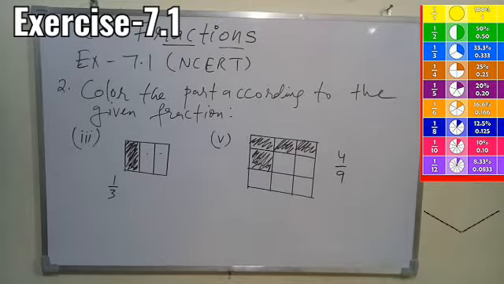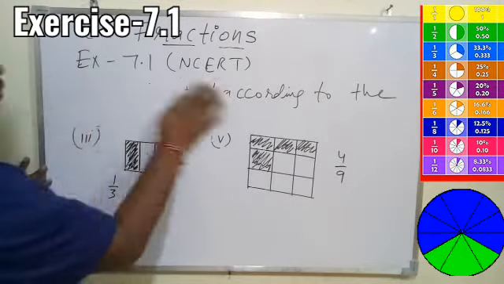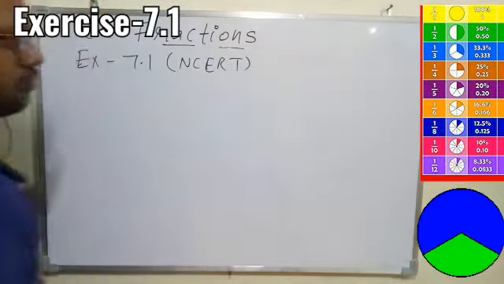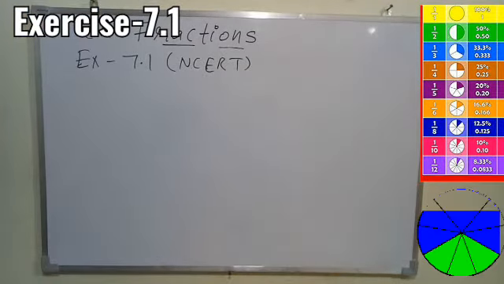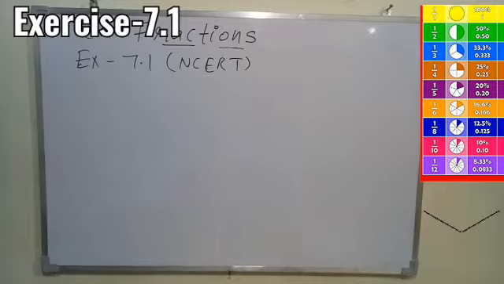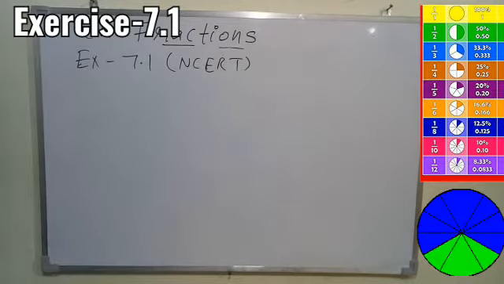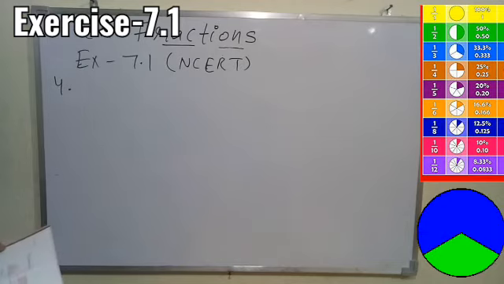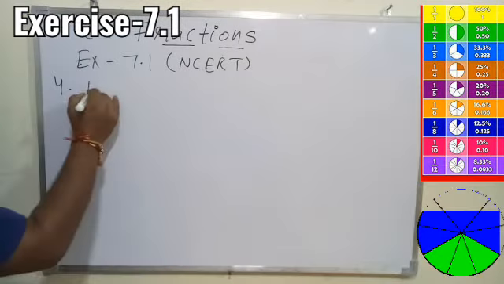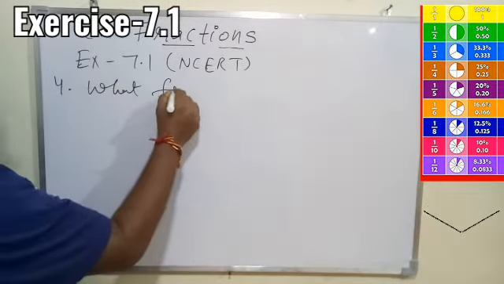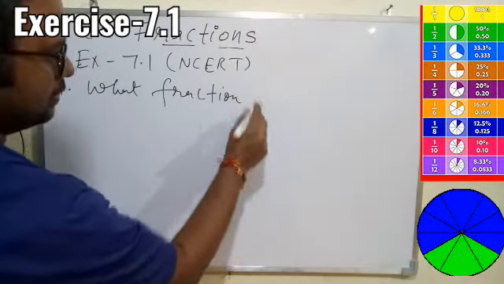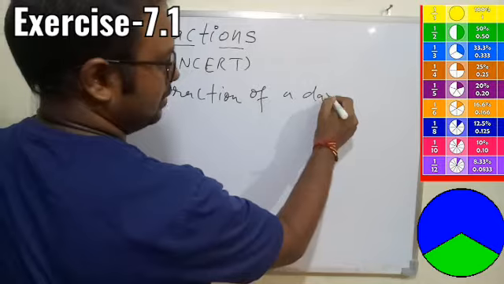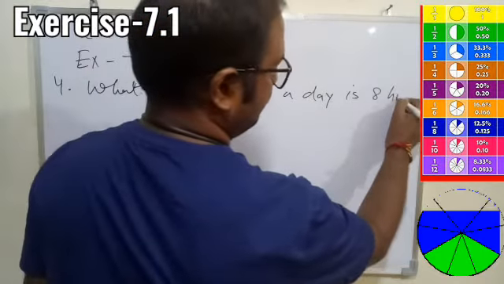And number 4 you can try yourself. Simple. So I hope you understood this question: how to show the parts of a group with the help of a fraction or a number. Next, I'm going for the next question, number 4, which says, what fraction of a day is 8 hours.